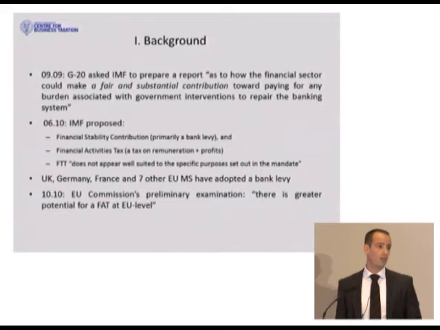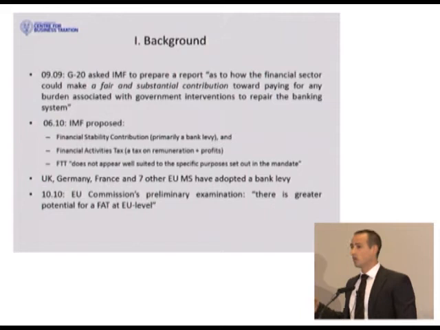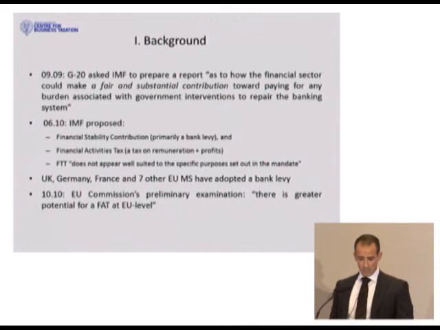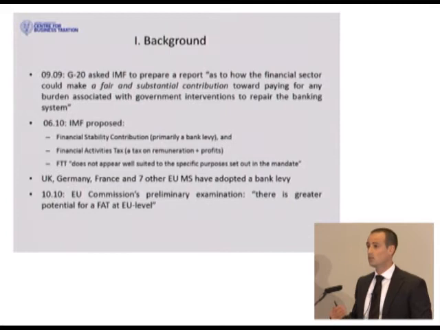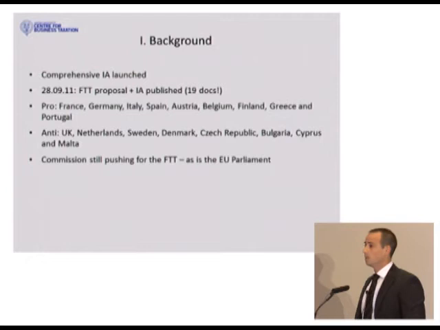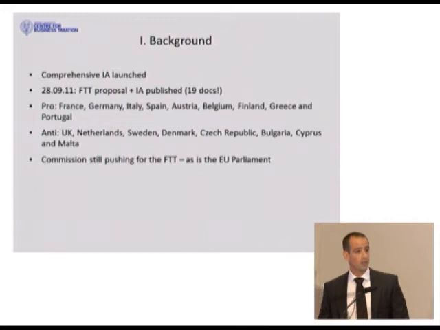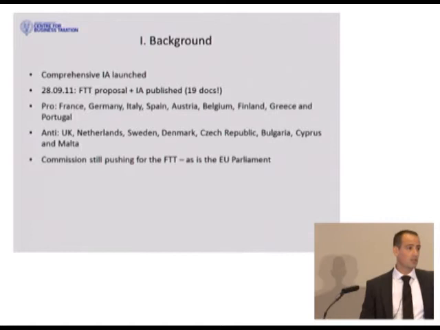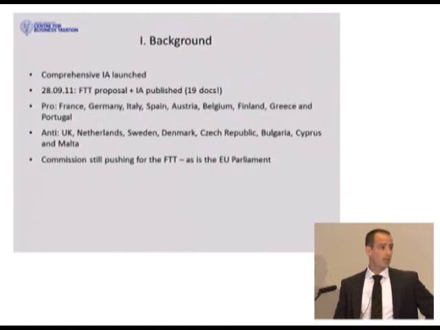At the first stage, the Commission undertook a quick preliminary examination, and on the basis of this preliminary examination, it concluded in October of 2010 that there appears to be greater potential for the FAT at an EU level. So at the first stage, the Commission came down in favor of the FAT. But at the same time, the Commission also launched a deeper investigation into these two taxes. It launched an impact assessment, which looked at the FAT and the FTT. And eventually it published this impact assessment, which was made up of 19 documents, one of which is over 700 pages long. So the Commission really did undertake a considerable amount of work in analyzing these two options.